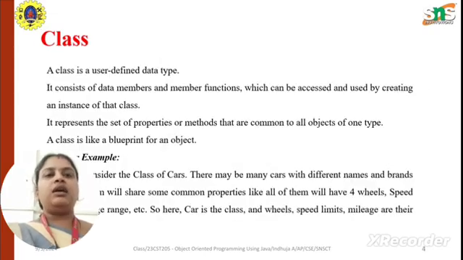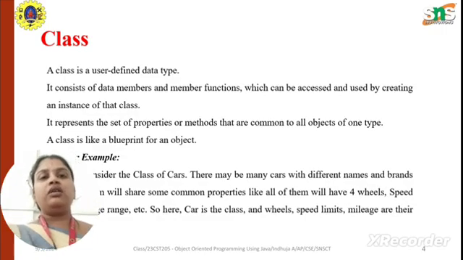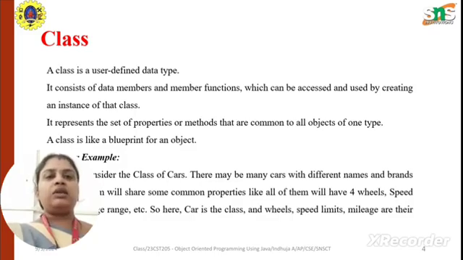So next, a class is a user defined data type. String, int, float and all are built-in data types. The derived data types are string and arrays. So the class is a type of user defined data type. It consists of data members and member functions which can be accessed and used by creating an instance of a class that is called object. So it represents the set of properties or methods that are common to all objects of one type.